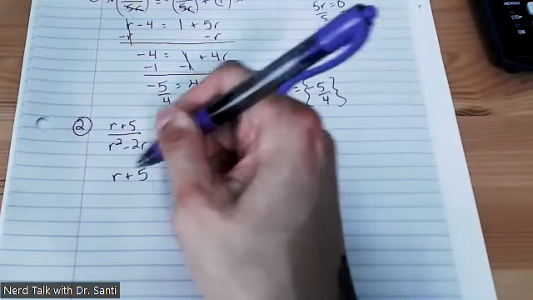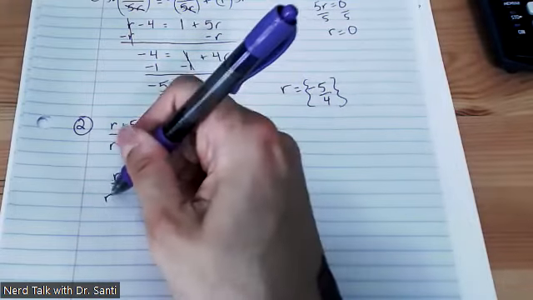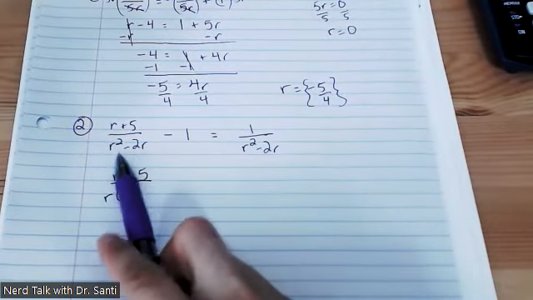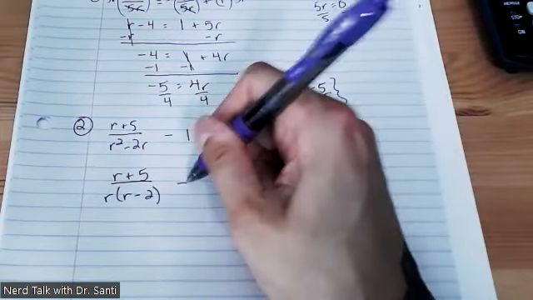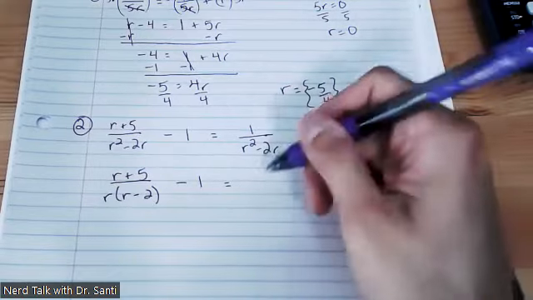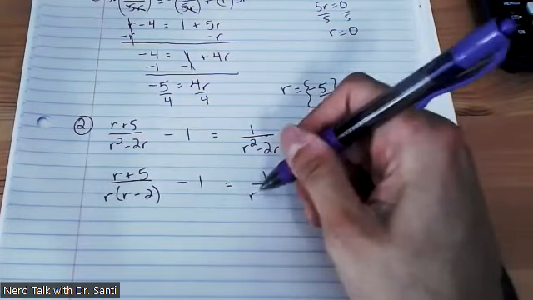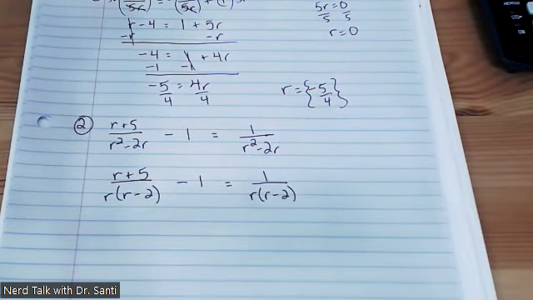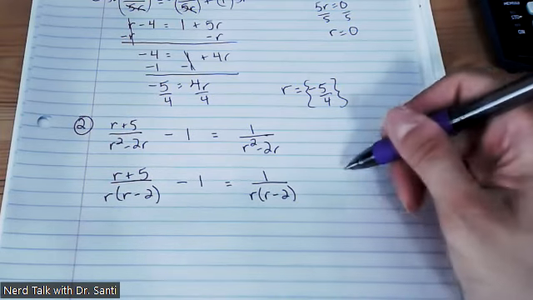That leaves us with r plus 5 over, notice we have a GCF of r, so we're going to factor that out. And if I factor out an r from both terms, that leaves me with r minus 2. Then I have minus 1 is equal to, we're going to do the same thing here for our denominator r squared minus 2r. We notice that it ends up factoring into the same thing. Now that I have my denominators factored, I can consider now where my excluded values are. So notice here we would set each factor containing a variable equal to 0.